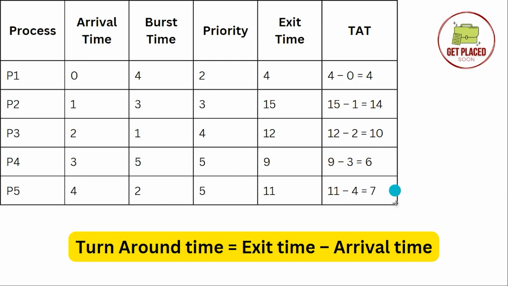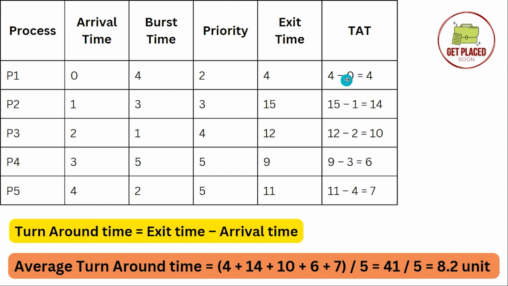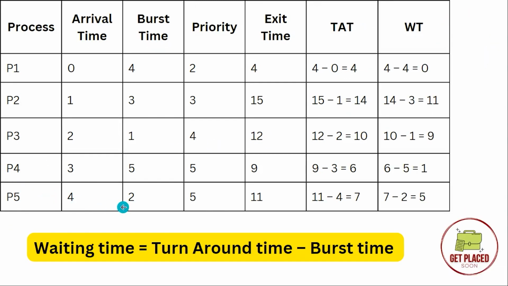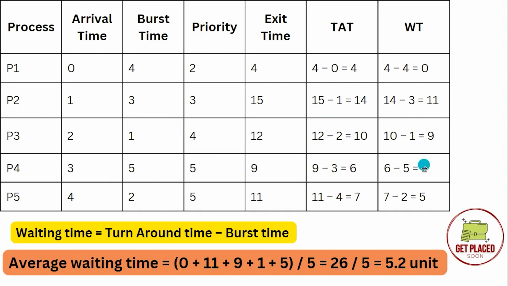Once you get all the turnaround time values for all the processes, to calculate average turnaround time, you just need to add all of these and divide by the total number of processes, that is 5. That gives 8.2 units. Moving ahead, similarly with this formula we can calculate waiting time. Waiting time is equal to turnaround time minus burst time. Once you get the turnaround time, you can subtract the burst time. So 4 minus 4 is equal to 0, 14 minus 3 is equal to 11, 10 minus 1 is equal to 9, 6 minus 5 is equal to 1, 7 minus 2 is equal to 5. Similarly, to calculate average waiting time, add all these values and divide by 5, which gives you 5.2 units.